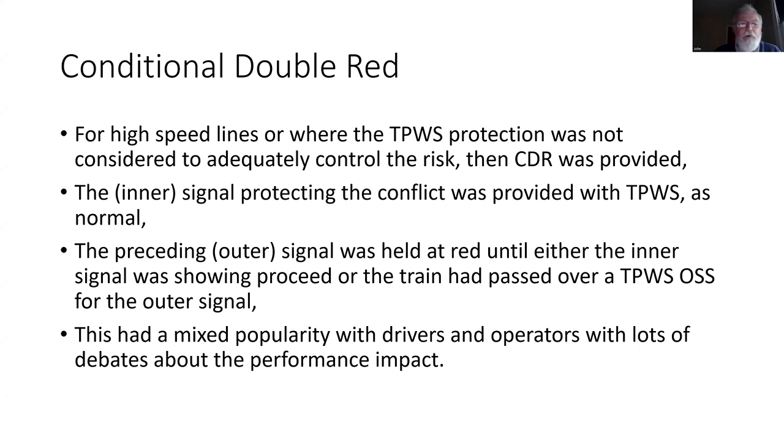So one of the solutions was to apply conditional double red. So on higher speed lines, or where the TPWS protection was not considered to be adequate, then CDR, or conditional double red, can be provided. The inner signal, that's the one protecting the conflict, is provided with TPWS as normal. But because that TPWS is not effective on its own, the preceding or outer signal is held at red until either the inner signal is showing proceed or the train has passed over the TPWS OSS for that outer signal. So we know that either it has been tripped or it is going at a low enough speed that the inner signal protection should be effective.